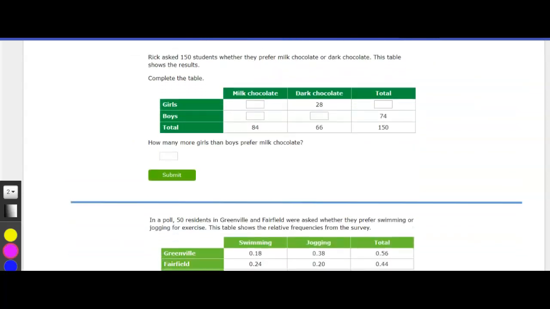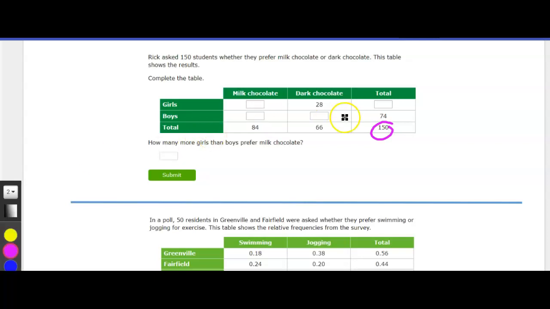All right, moving on. We're almost finished. Rick has 150 students, okay, and it says it right here also. We're talking about milk chocolate and dark chocolate. So you would need to fill in these sections in order to answer this question, okay? And it says how many more girls prefer milk chocolate than boys?